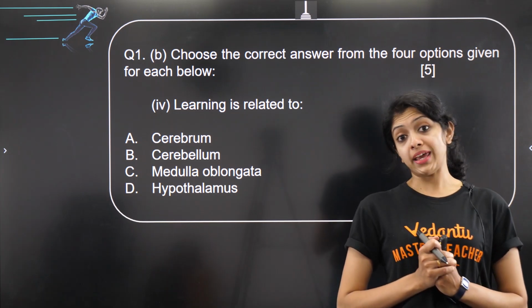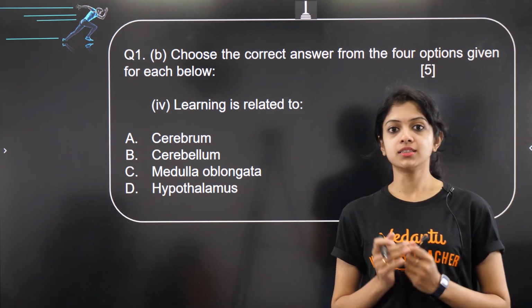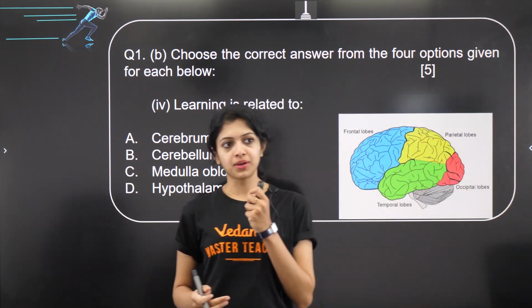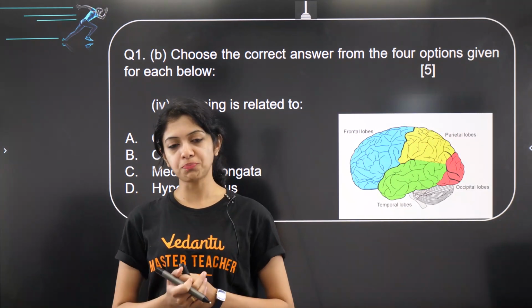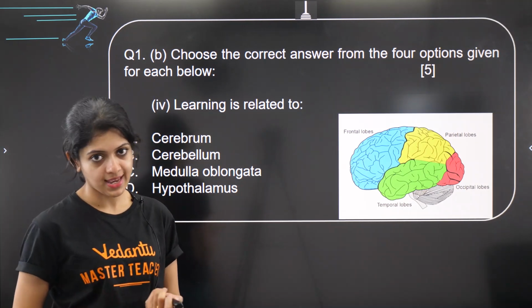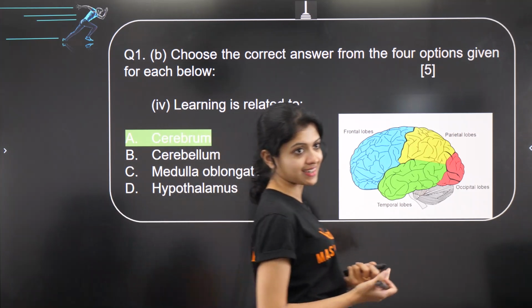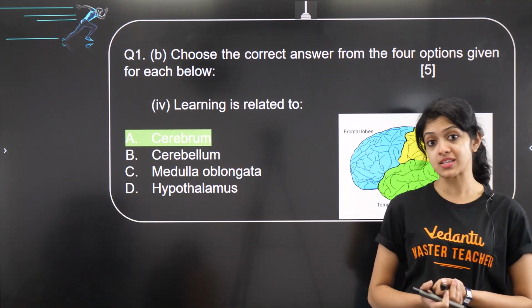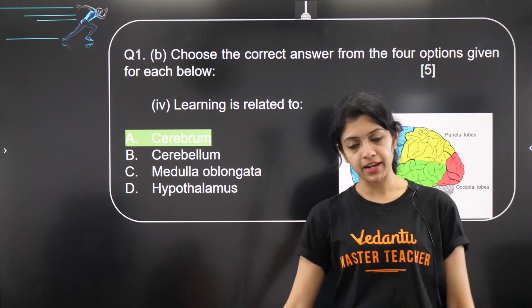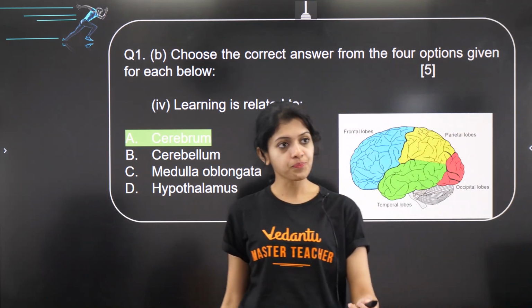Yes, we've studied that the most intelligent part of your brain is the, look at this diagram. Which part of the brain is this? Yes, the 4 lobes are a part of that. Yes, it is indeed the cerebrum, the seat of intelligence, right? So learning is associated with the cerebrum. All the other parts have their own functions.